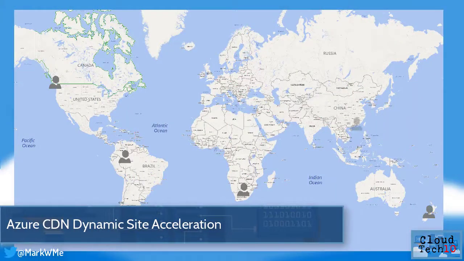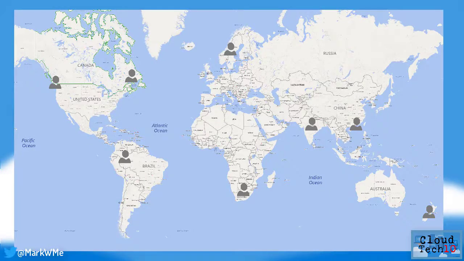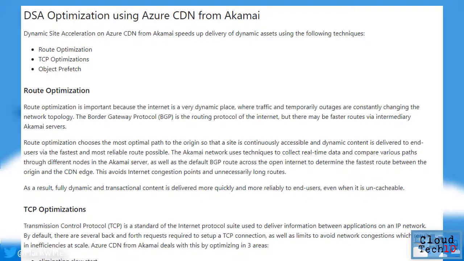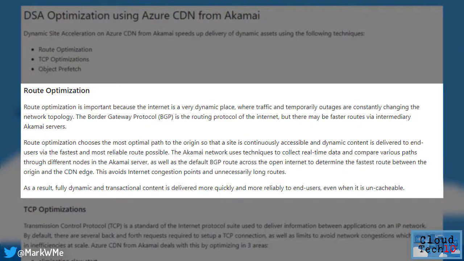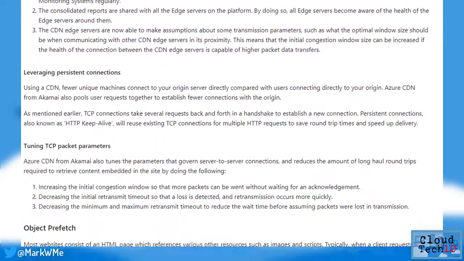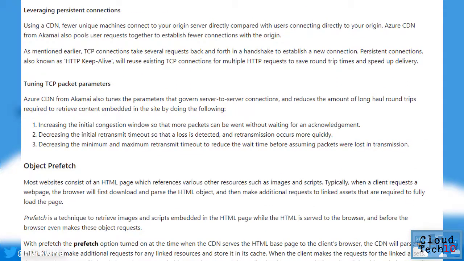Standard CDN configurations provide the ability to cache files in a location close to the user for faster delivery of static files, but a large and growing number of websites provide dynamic content generated in real time which cannot be cached in this way. Azure CDN Dynamic Site Acceleration provides a way to significantly improve the performance of web pages with dynamic content. It does this through three methods. Route optimization chooses the most optimal path using either public internet or routing via Akamai's infrastructure to avoid internet congestion. TCP optimizations that eliminate slow start, leverage persistent connections, and tune TCP packet parameters, and object prefetch, which minimizes the need for additional linked assets to be retrieved when a web page is downloaded.